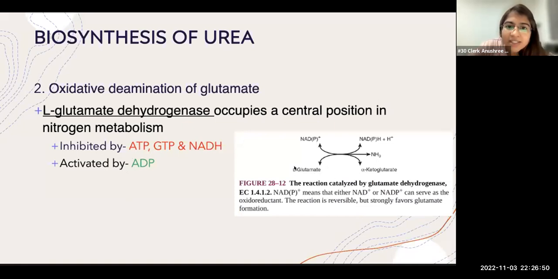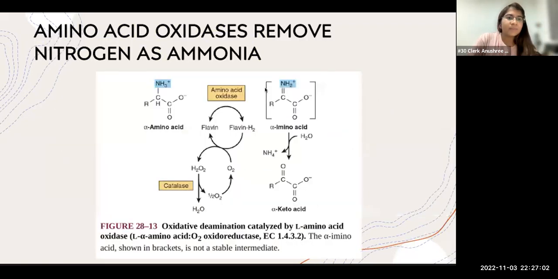You can see the thing I was telling you in the first place, that glutamate is formed by the ammonia. This is a transamination reaction again. So this one take note. Next, amino acid oxidases remove nitrogen as ammonia. So in this, the amino acid is again changing into an alpha keto acid with the removal of the ammonium ion. And in the end, catalase is the one that's removing hydrogen peroxide, giving out water and oxygen. This one, not so important.